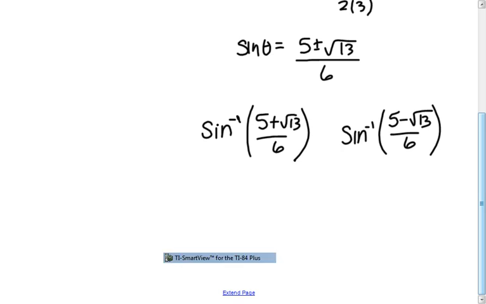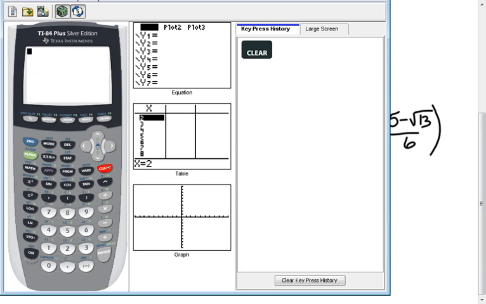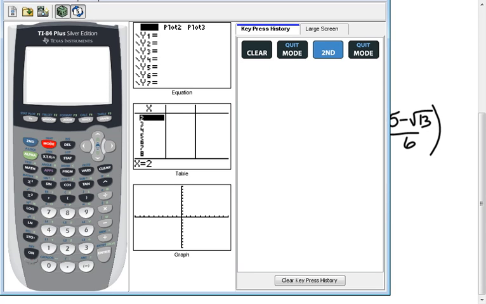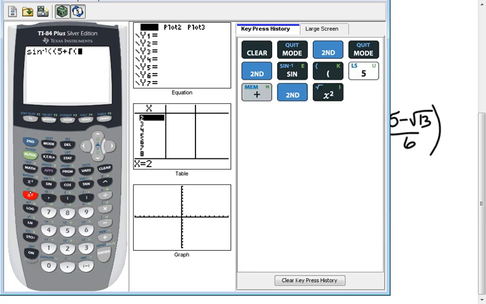So I'm going to show you this here. I'm going to make sure, first of all, my calculator is in degree mode, which it is. Okay. So I will go second sine, and then I'm going to put the numerator in parentheses: 5 plus the square root of 13.